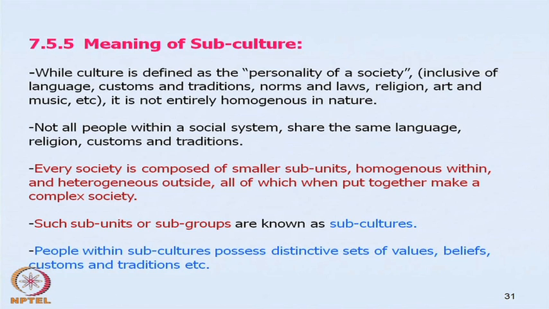So within a culture, what we find is subgroups of similarity, where people within the group are more homogeneous, and across the subgroups are more different from each other and more heterogeneous. Every society is composed of smaller subgroups, homogeneous within and heterogeneous outside, and these smaller subgroups are referred to as subcultures. Put together, different kinds of subcultures make a complex society. So these subunits are called subcultures.